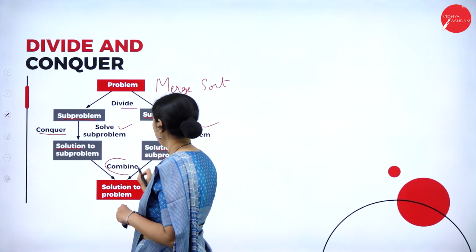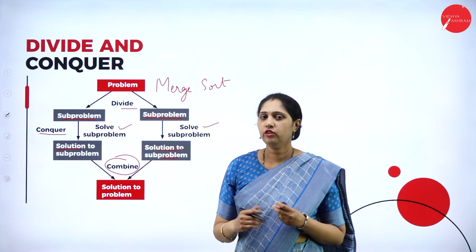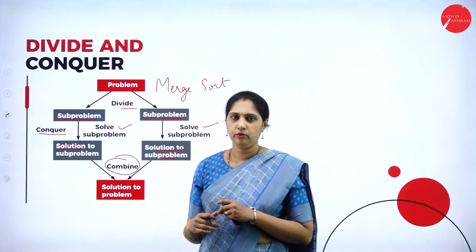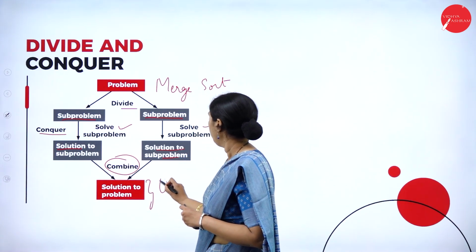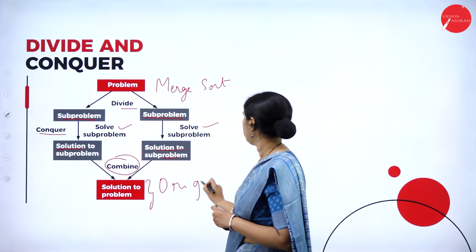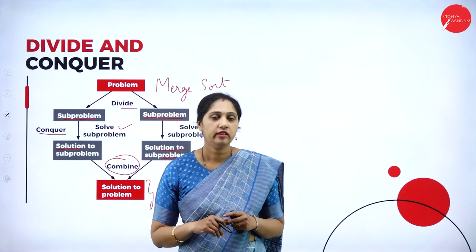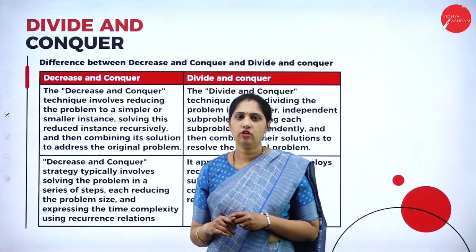Once we get the solution, it's time to combine. Why do we combine? If we don't combine, we don't get the output for the original input. We have to combine so that the solution to the original problem is achieved. So this is the diagram for what? Divide and conquer. We already discussed decrease and conquer.